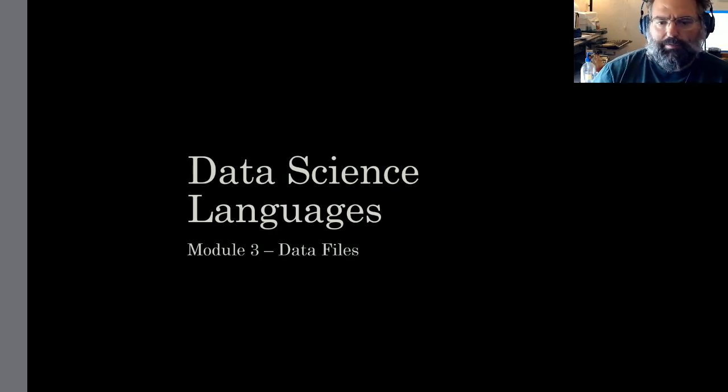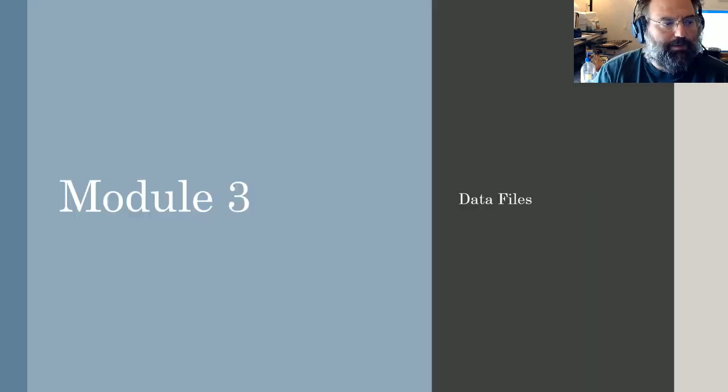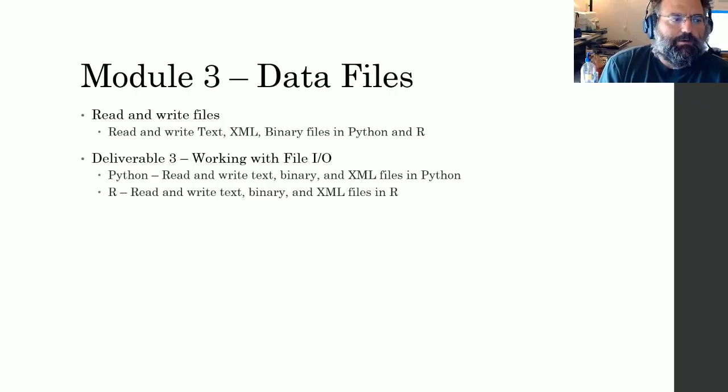So jumping straight in. Our agenda, we'll start off with talking about the reading that you're expected to do, then talk a little bit about the various ways that you can read files in both Python and R, including going through the examples of text, binary, and XML, which is kind of just a special case of text. And then we'll do a few foundational concepts that may be necessary, and then we'll close with a discussion of deliverable 3.